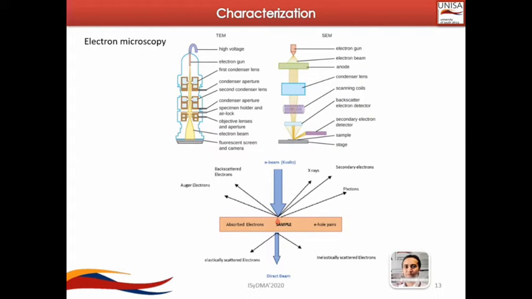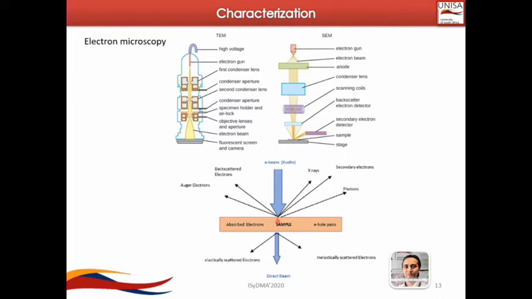To see how these particles or layers look, we use electron microscopes. Here we have two types, the TEM and SEM, with different resolutions. Physical phenomena happen while irradiating the surface of the material with an electron beam, so Auger electrons, X-rays, and photons are generated, and we can use each of them to study something in our material.